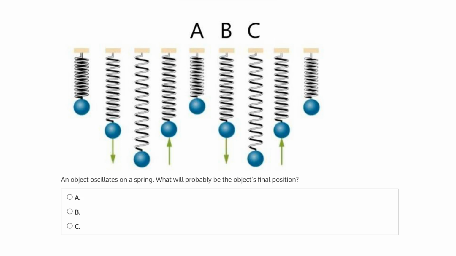Now again, this object will oscillate back and forth, compressing and extending until it settles on this mean position. So for this reason, the correct answer is B.